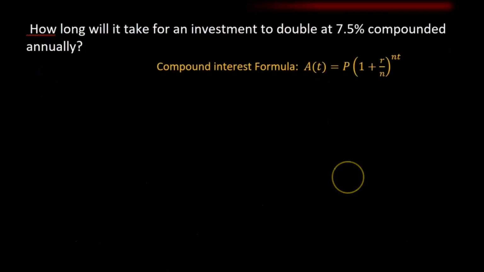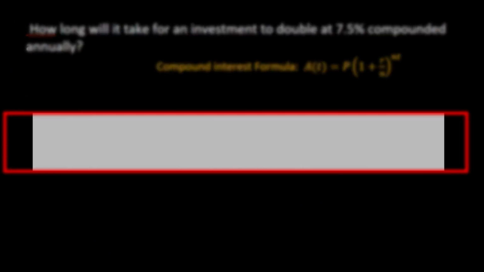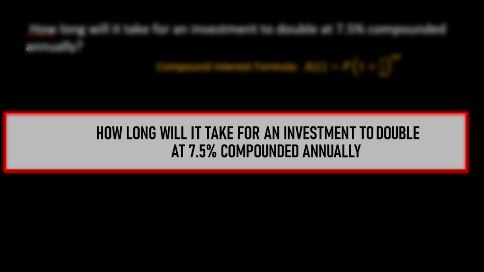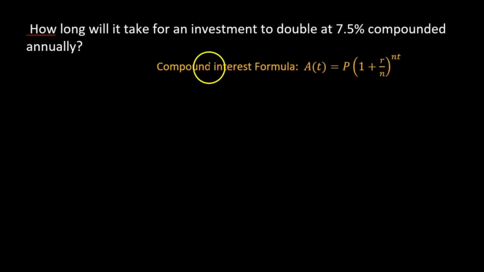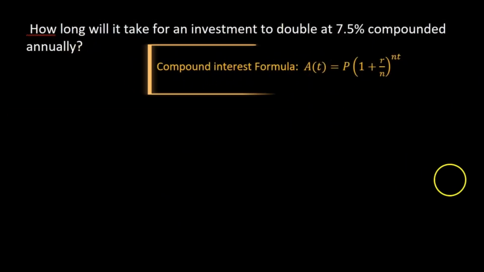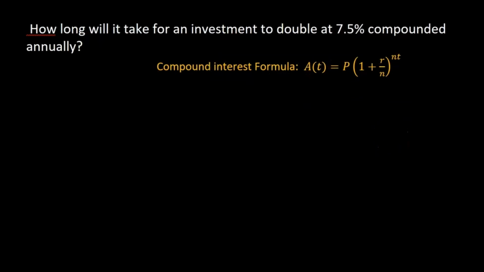Here's another question about compound interest. That's an interesting question. So how long will it take for an investment to double at 7.5% compounded annually? And I put down here the compound interest formula just in case you've forgotten it. But let's see what we have. Seemingly, we don't have any information except the compounded annually and the interest rate, right? But we have a few other pieces of information.